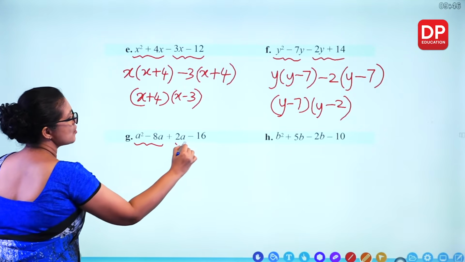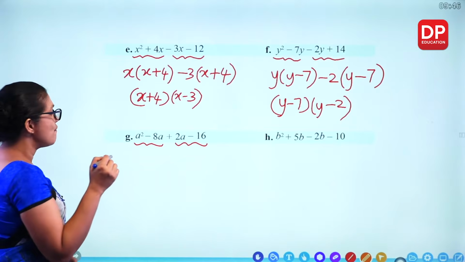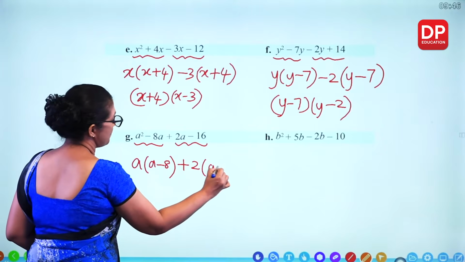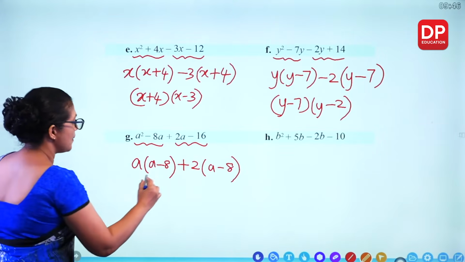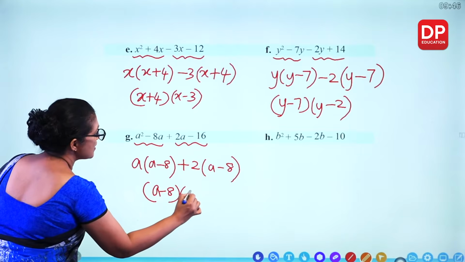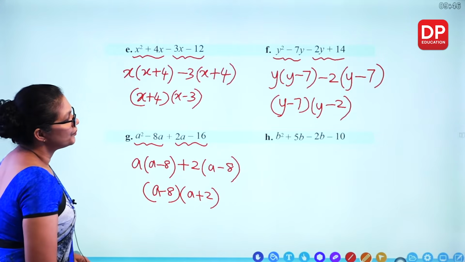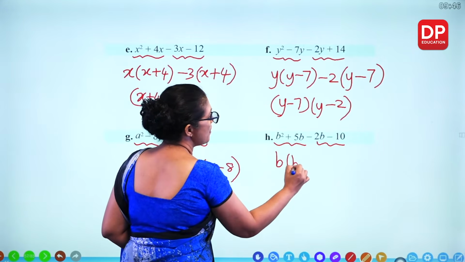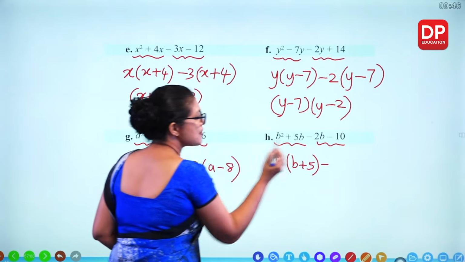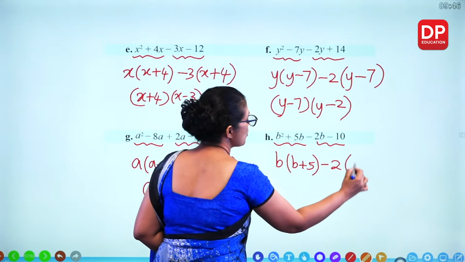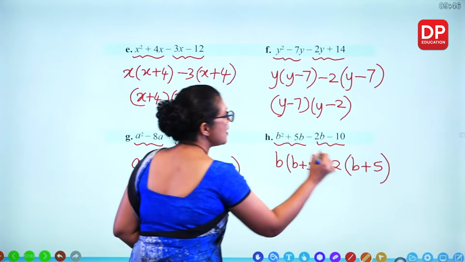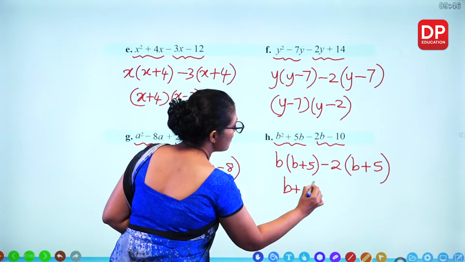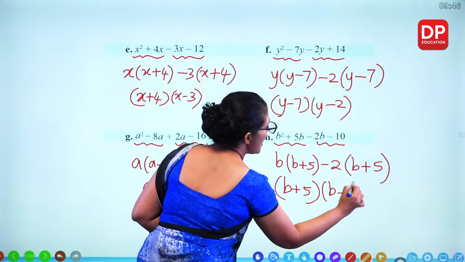This one again, take 2 at a time and see whether you can factorize. Here a is common, take it out. This one 2 is common. You get the same thing. A minus 8 and a plus 2. This one, b, you can take it out, b plus 5, and minus minus, you can take minus 2 out. You get positive here because positive into negative is negative. So b plus 5 and b minus 2.